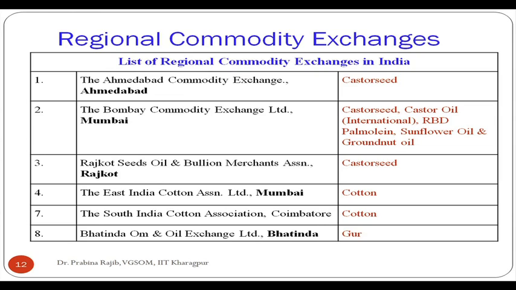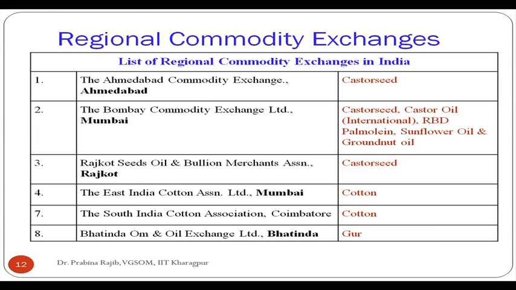Besides these national commodity derivative exchanges, India also has certain regional commodity exchanges. For example, the Ahmedabad Commodity Exchange offers contracts on castor seed. You have Rajkot Seeds and Oil and Bullion Merchant Association. Rajkot offers castor seed, and the South Indian Cotton Association Coimbatore offers contracts on cotton. What is the major difference between a national level commodity exchange and a regional commodity exchange is this.